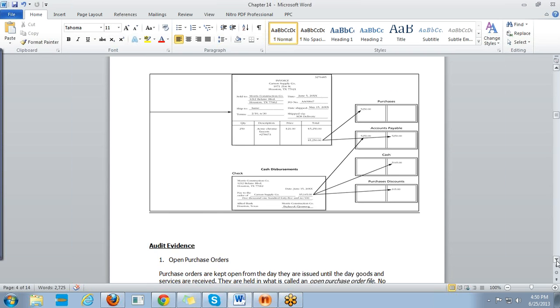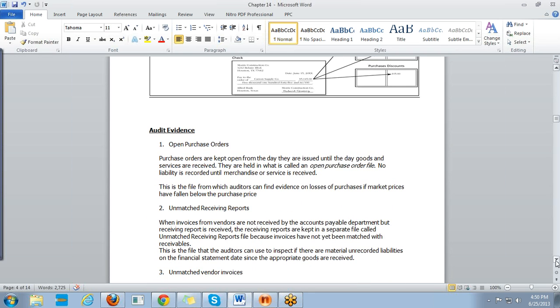Now, audit evidence of open purchase orders. Let's understand what this is.